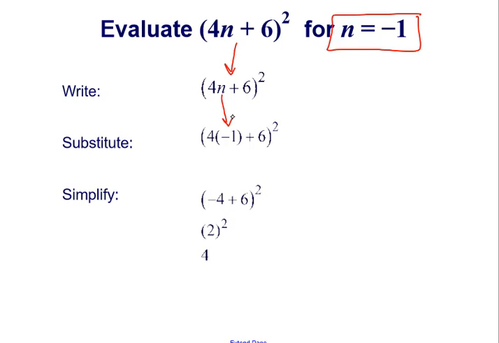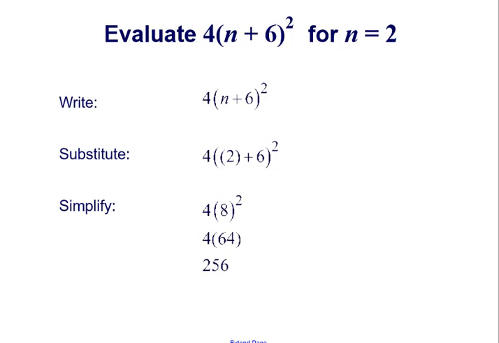And now let's simplify using our order of operations. 4 times -1 is -4. -4 plus 6 is 2, and 2 squared is 4. So our value now is 4 when n equals -1, even though we have the same expression. It's different because of the given value.